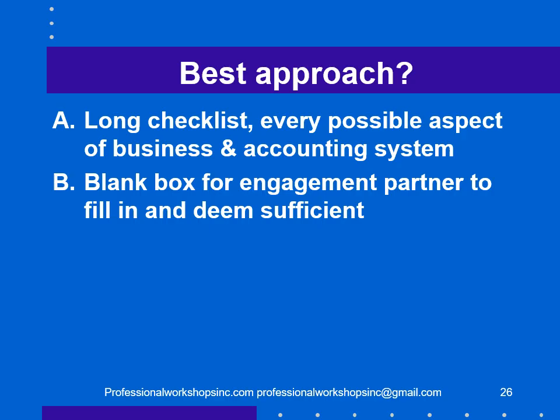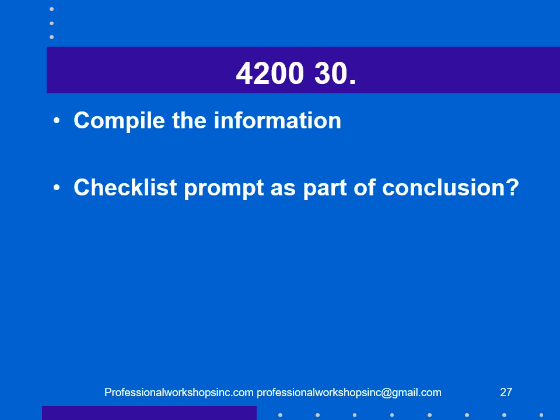B, have a blank box for the engagement partner to fill in and deem that we have sufficient knowledge of the 2 things on the previous slide. And that would be my preference. Rely on the engagement partner to, in their judgment, have enough information. Paragraph 30, compile the information. And maybe that turns into a checklist prompt as part of the conclusion.